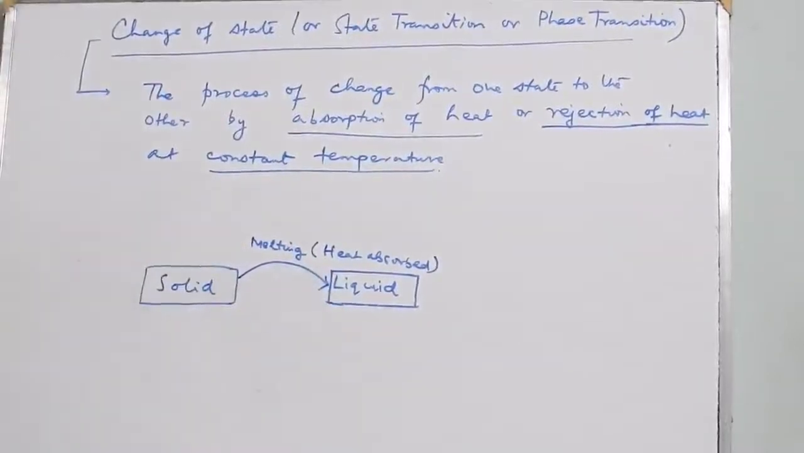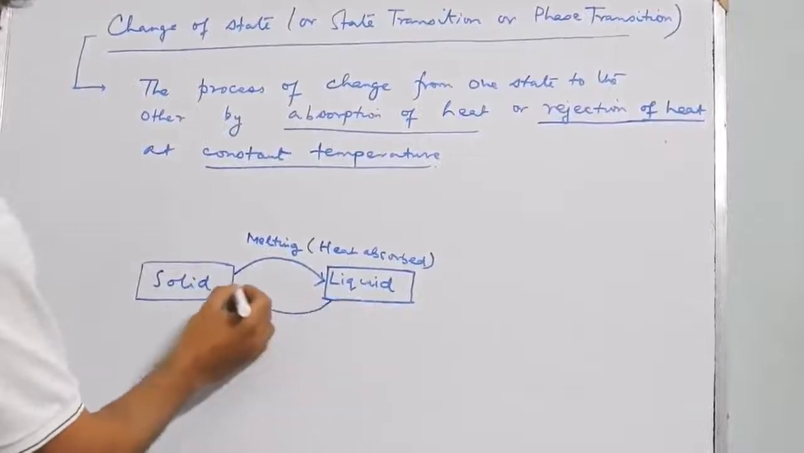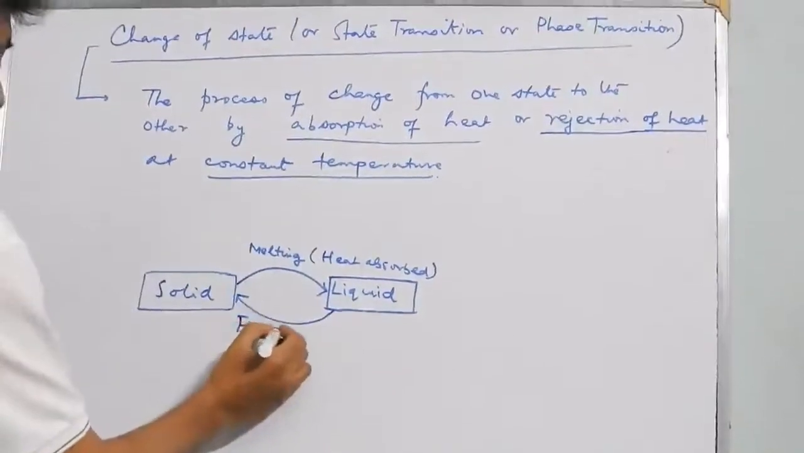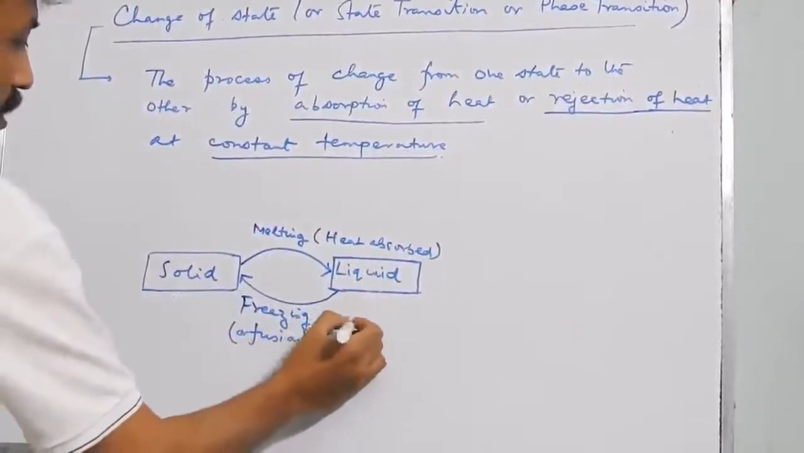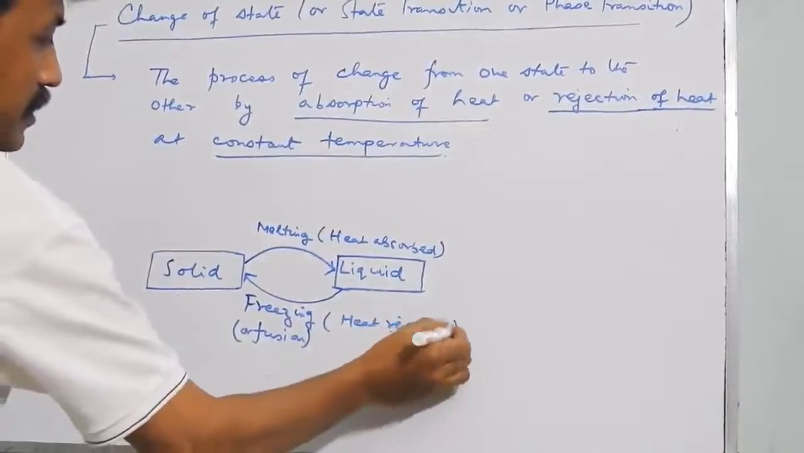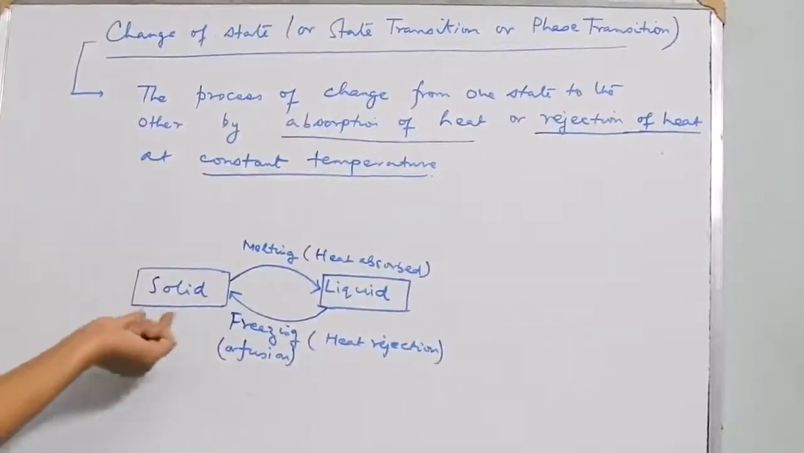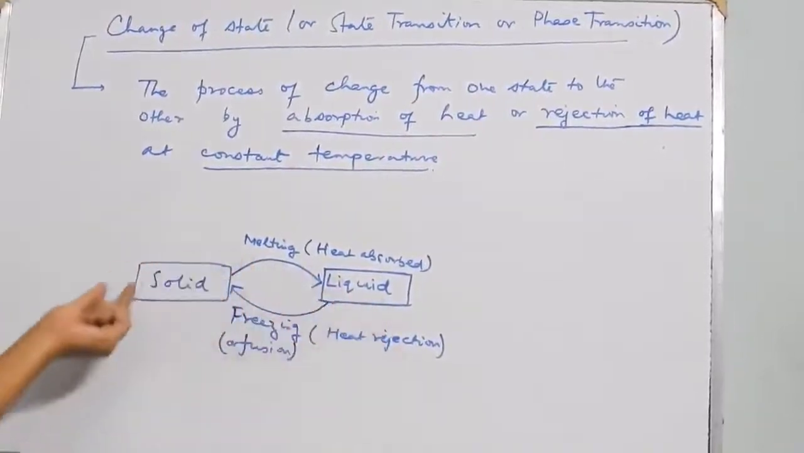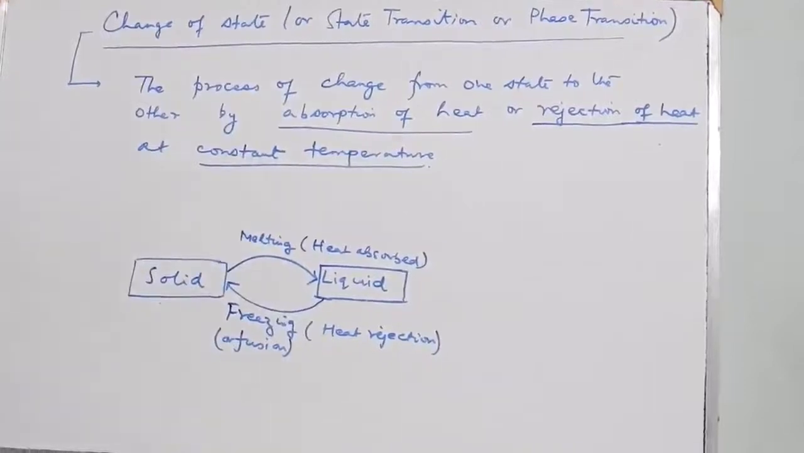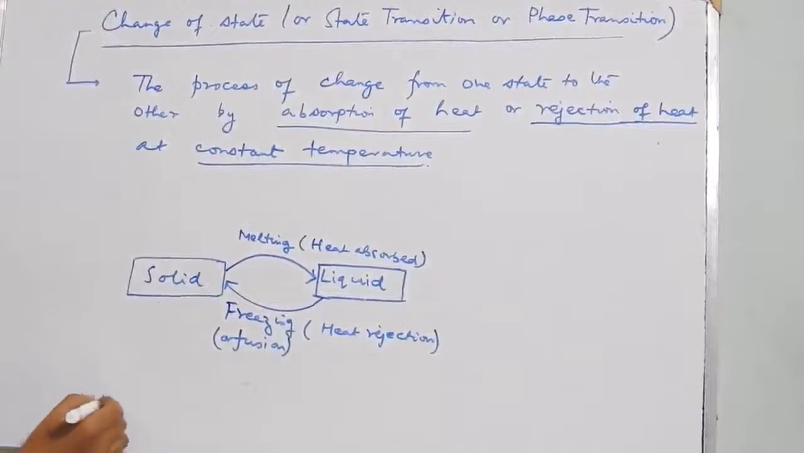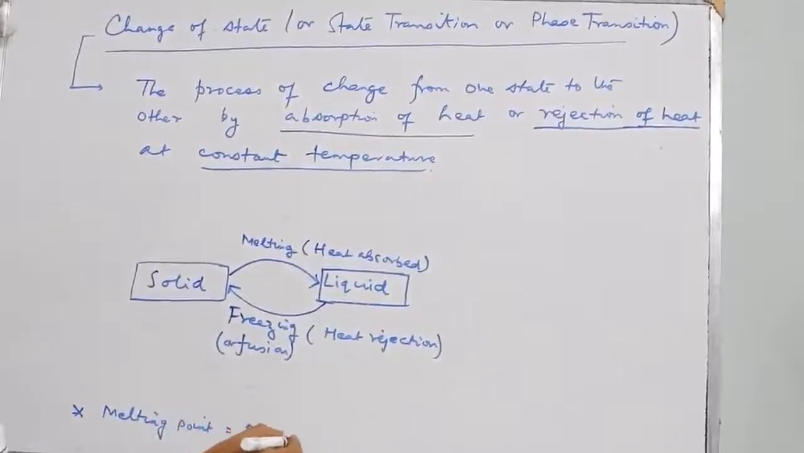The opposite phenomenon can also happen. The substance in its liquid state can go on rejecting a considerable amount of heat, and after some time it gets converted to the solid state, and the process is called freezing or fusion. This process involves some amount of heat rejection or liberation of heat. When a solid gets converted to a liquid at a specific temperature, that temperature is called the melting point of the solid, and when a liquid gets converted to the solid form at a particular temperature, it is called the freezing point of the liquid. Both the melting point and the freezing point are the same.